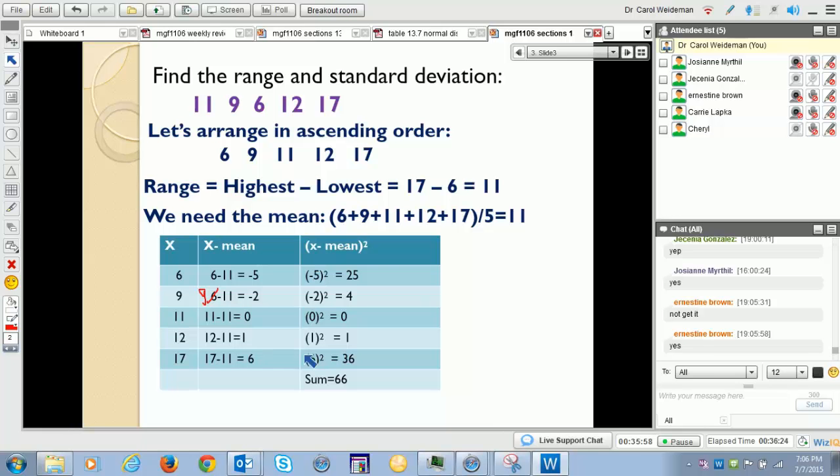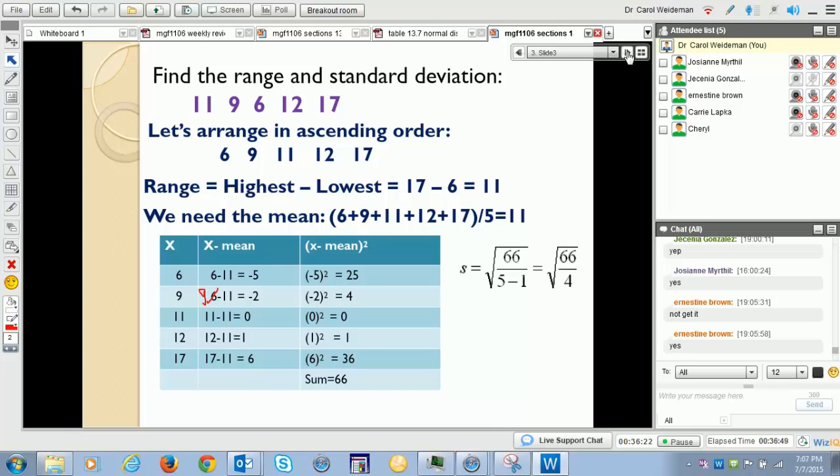Then I square each of these. These are called the deviations. Then I square this number each time. So negative 5 squared is 25. Negative 2 squared is 4. 0 squared is 0. 1 squared is 1. And 6 squared is 36. Now I add those numbers up. 25 plus 4 is 29. 30 plus 36 gives me 66.